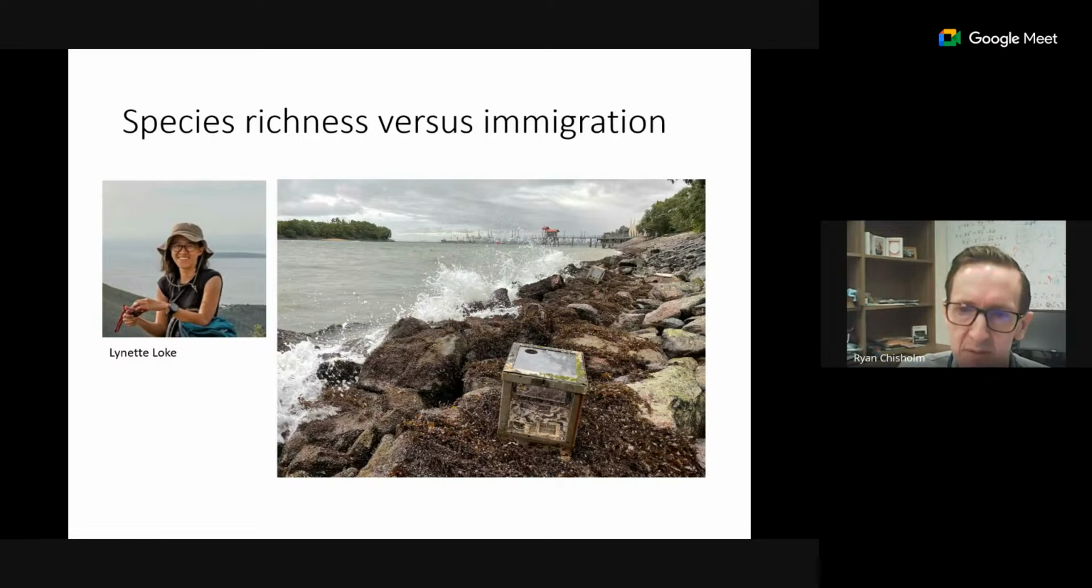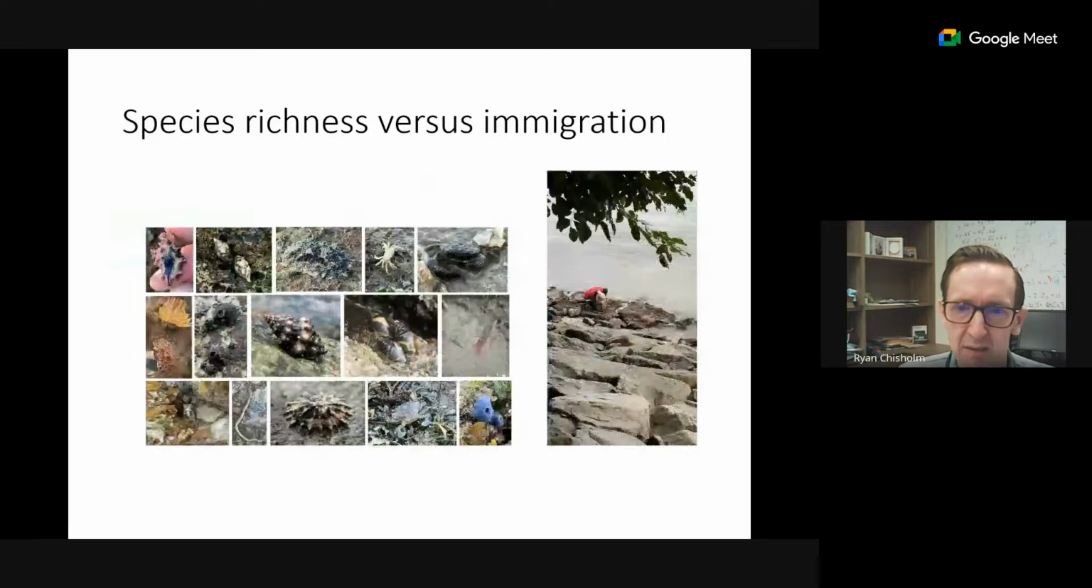And I should say most of the time these boxes are submerged. This photo is when they're above water. Most of the time they're submerged so that animals can move in and out. And so she had 60 replicates, 12 different treatments and 5 replicates in each treatment, and ran this whole experiment for a year, a lot of work out on these seawalls. These are some of the creatures she found.